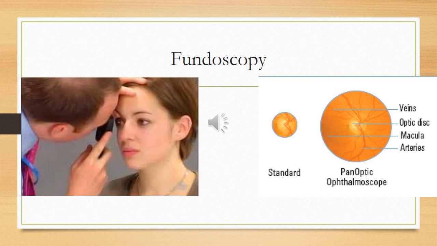As you can see, there are 2 circles. The first circle is the standard. This is what you see. This is during a panoptic ophthalmoscope, which is a kind of magnification of the standard. You can see the bright circle in the center, which represents the optic disc. Emerging from the optic disc are vessels, arteries and veins, which supply the retina and the optic disc itself.